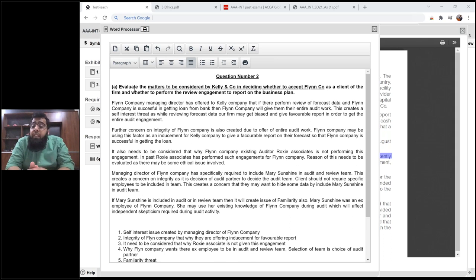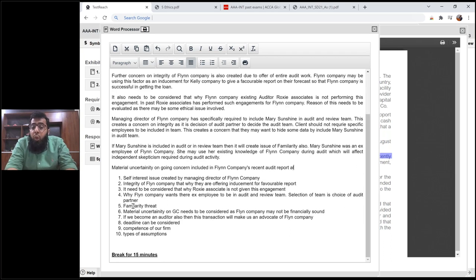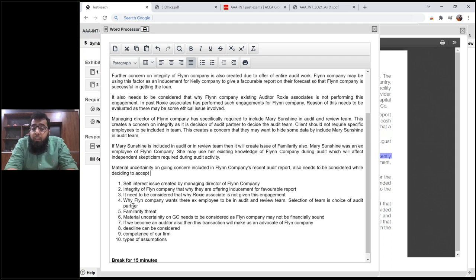Now, point number six, material uncertainty. The material uncertainty on going concern included in Flynn Company's recent audit report also needs to be considered while deciding to accept the engagement. Okay, this creates concern on their liquidity position and their ability to pay the firm's fees. This is very important. We are not doing the work for social services. If the client is in a liquidity problem and does not pay our dues, that will be a very big problem.